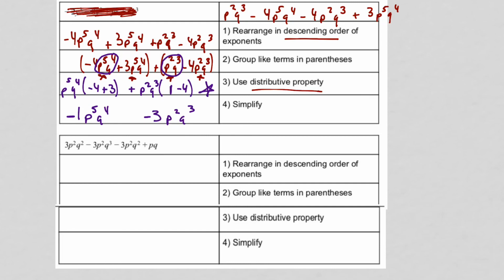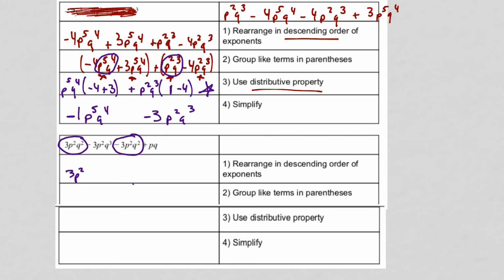And now let's try this next one. Rearrange in descending order the exponents. Well, the stuff to the 2nd power appears to be my highest power. So here we go. 3p squared q squared minus 3p squared q squared minus 3. Oh, you know what? That q to the 3rd is actually higher.